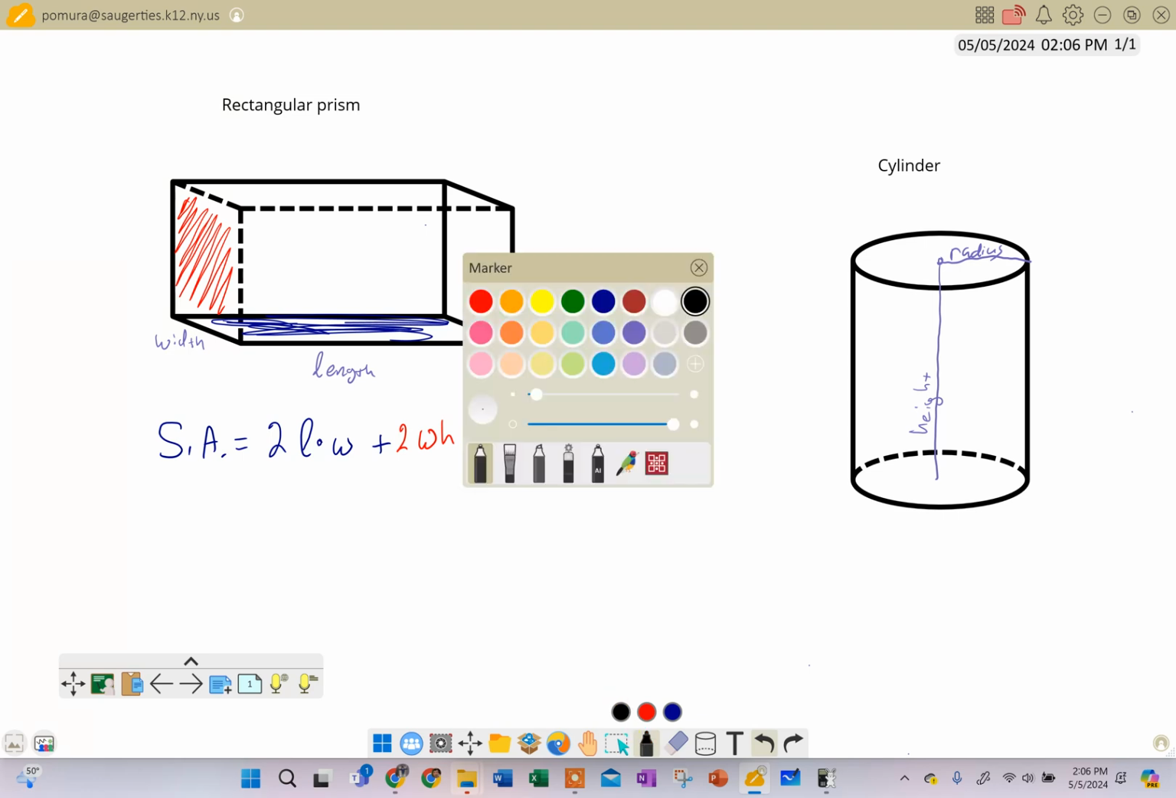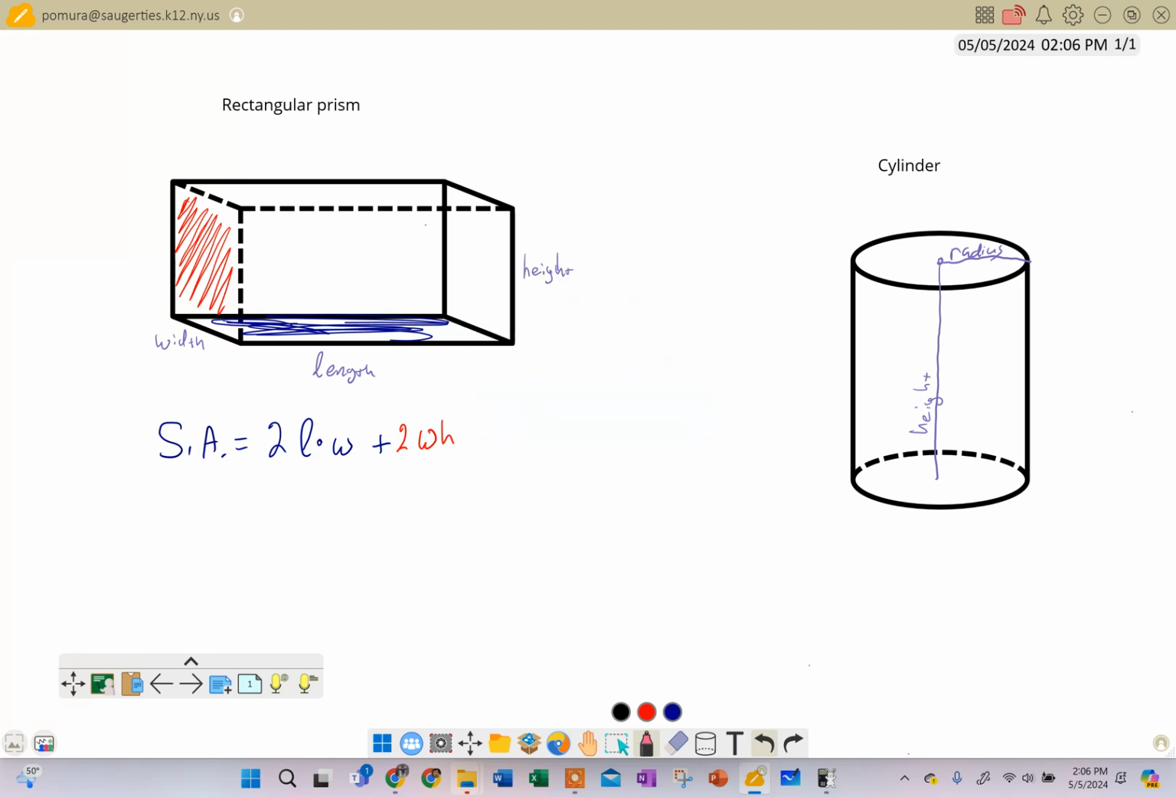And let's see, I'll use pink. And then the front and the back, which would be the length times the height. So if you look, it's 2LW plus 2WH plus 2LH. Or there is another way you can write this. You could factor out the 2 and do the length times width plus the width times the height plus the length times the height. And that's it.